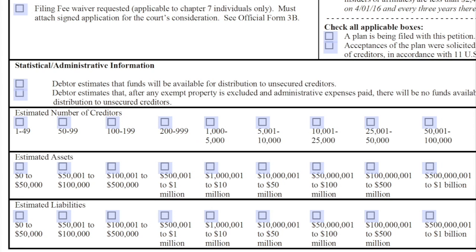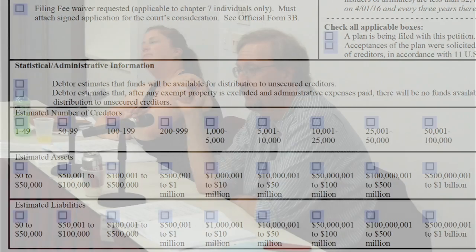Let me just call your attention above the last 3 boxes, which are the statistical information. There is a box that has 2 choices: debtor estimates that funds will be available, or debtor estimates that after any exempt property is excluded, there will be no funds available. You remember we talked about whether or not a bar date for the filing of proofs of claim is set, and creditors are given notice of a deadline for the filing of proofs of claim.